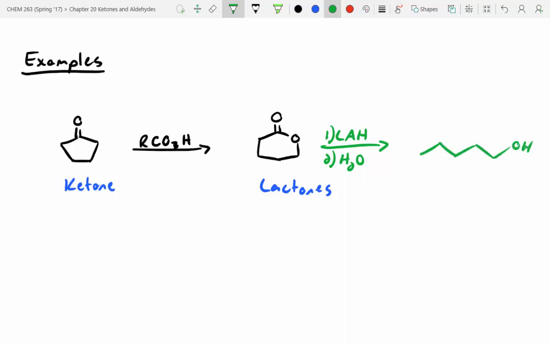Have an alcohol here and an alcohol here. So you can functionalize this. You can add Grignards into your ester and ring open it too. So this basically is a nice way of converting a ketone to an ester.